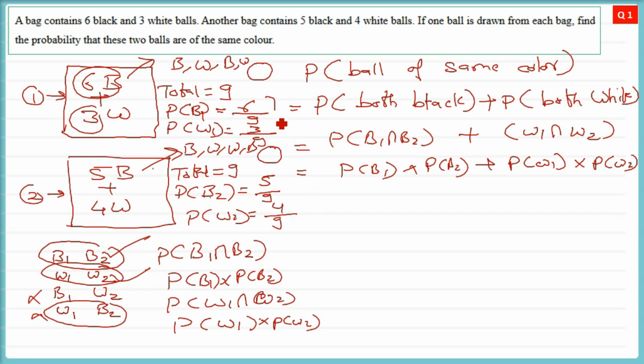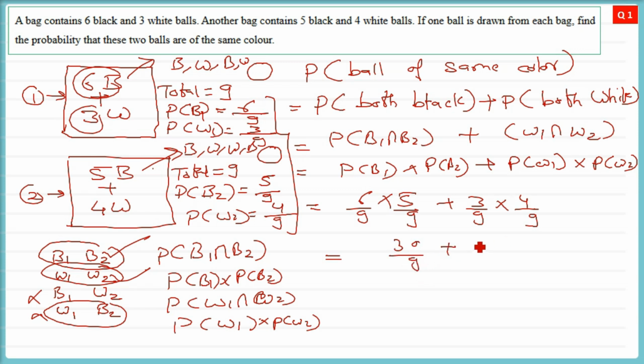Now we have got all the values and we are going to write it here. P(B1) is 6 by 9. P(B2) is 5 by 9. P(W1) is 3 by 9 and P(W2) is 4 by 9. So 30 by 81, 9 nines are 81. Fourth is 12 divided by 81. So 42 by 81. Now these are multiples of 3. So you get 14 divided by 27.